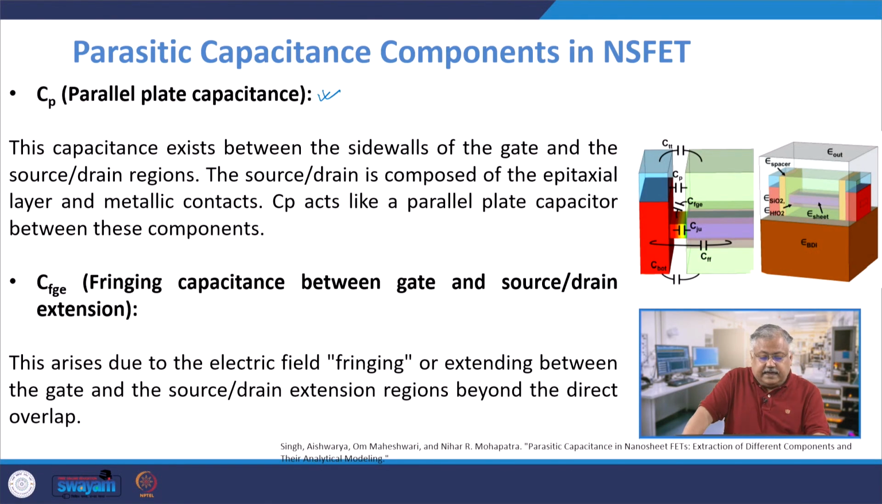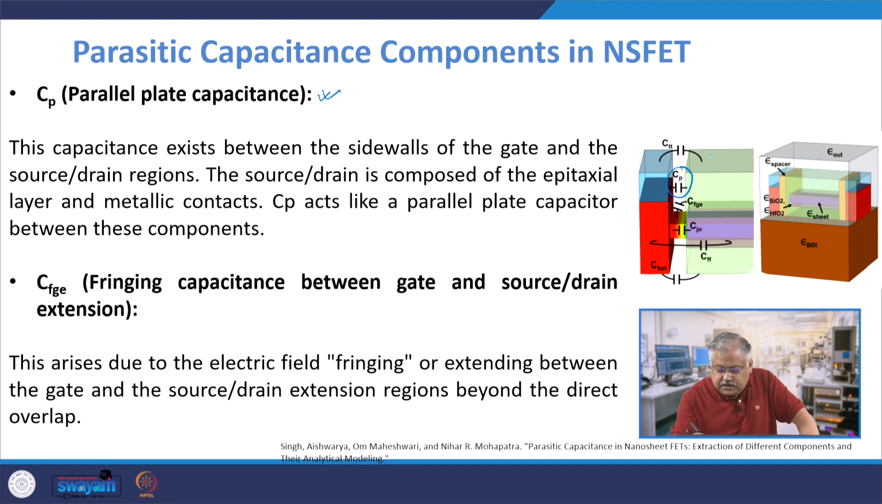So the capacitance exists between the sidewall of the gate. If you have a gate like this, and the gate finishes here, your source is here, and on this side is the drain. From the sidewall to the source, there will be a parallel plate capacitor, right? The source drain region is composed of epitaxial layers and of course metallic contacts, and the parallel plate capacitance CP will act like a parallel plate capacitor between these two components. So if you look very carefully, this is my CP, as you can see, right?